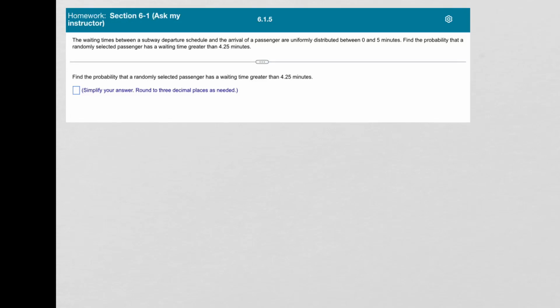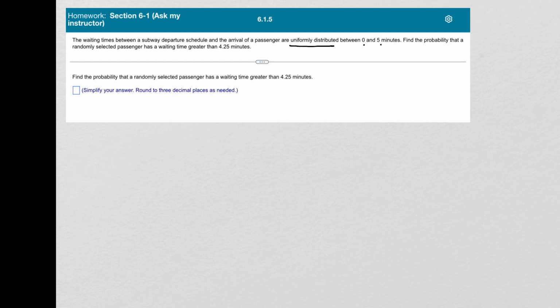In this problem, it says that the waiting times between a subway departure schedule and the arrival of a passenger are uniformly distributed between 0 and 5 minutes. And we want to find the probability that a randomly selected passenger has a waiting time greater than 4.25 minutes.